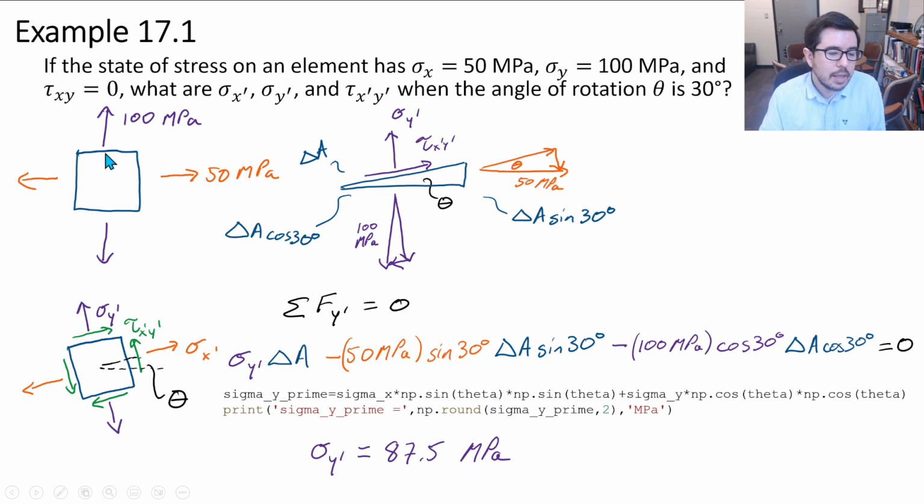So again, that kind of makes sense. It was at 100 megapascals, but I've rotated a little bit. And remember I gained some in the tau x prime y prime and the sigma x prime. So it makes sense that I lose a little bit in the sigma y prime. Okay.